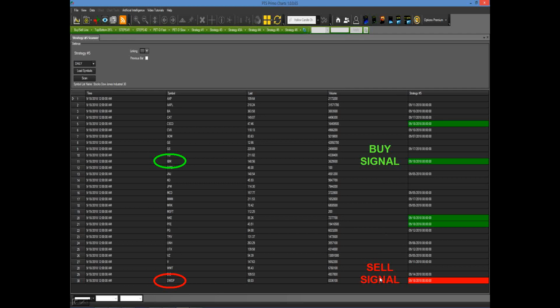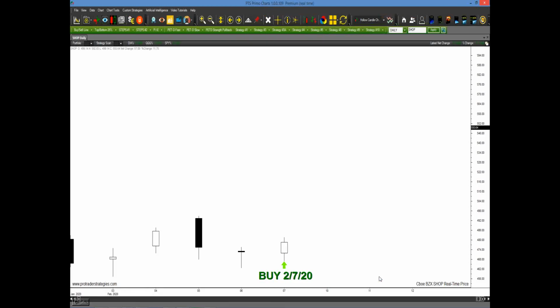Now, let me share with you how consistent this can make you, because this just happened this past week or so. If you would have scanned for Candlestick Combo setups on the night of the 7th, you would have seen there was a buy signal in SHOP, S-H-O-P. This was on the night of the 7th. Now, actually, you could have scanned for this 5 minutes before the close. You would have seen that there was a Candlestick Combo buy setup.